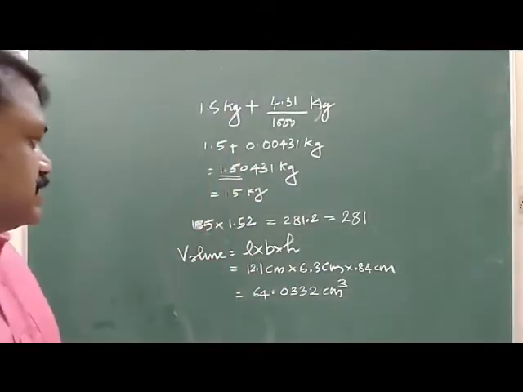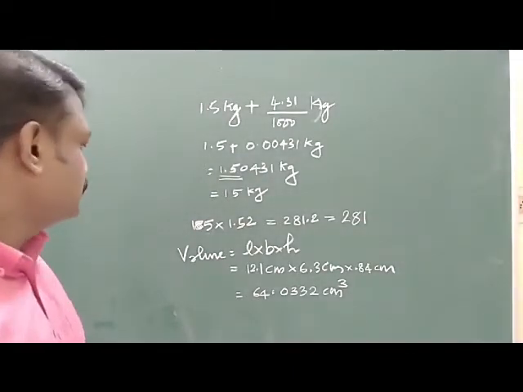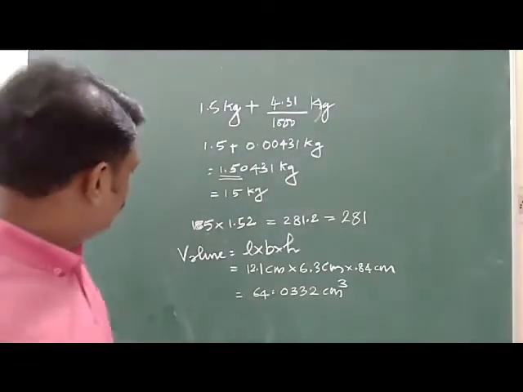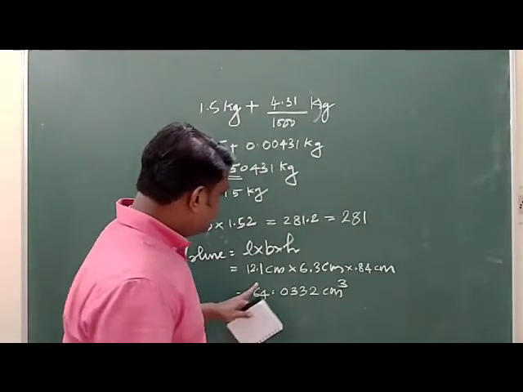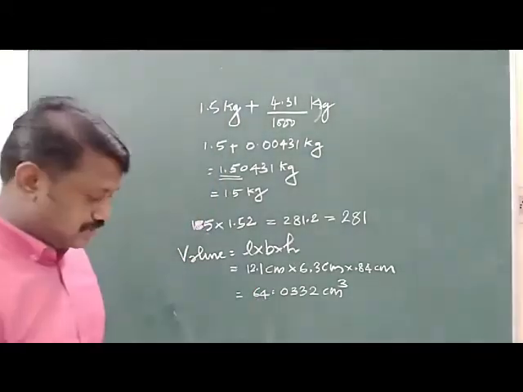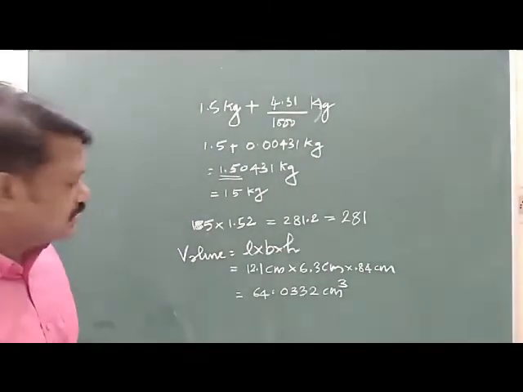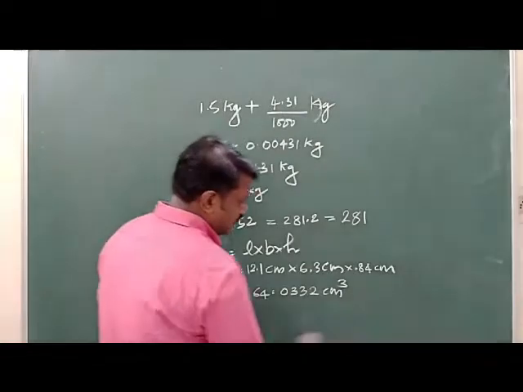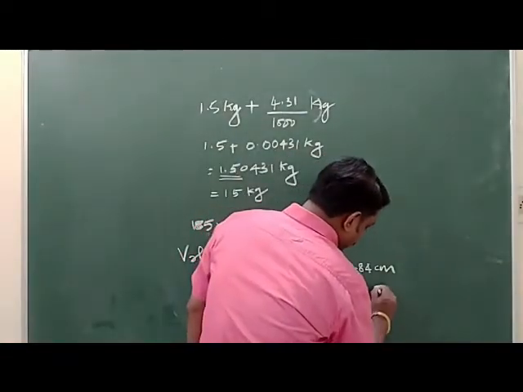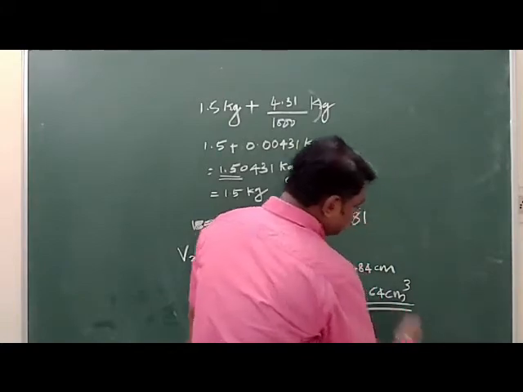63.0332 centimeter cube. 64.0332 centimeter cube. Okay. So, what is the minimum number of significant figures? It is two significant figures. So, you have to change it into two significant figures. So, that is 64 only. So, it is equal to 64 centimeter cube.